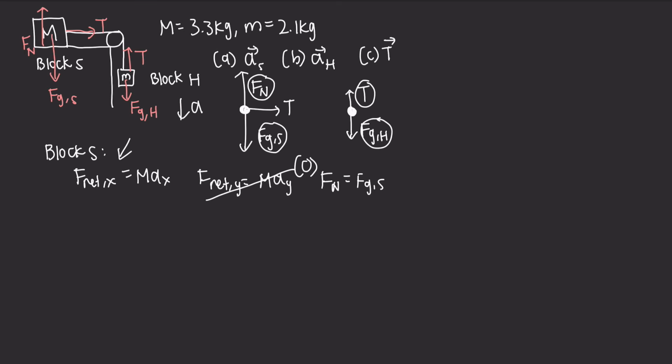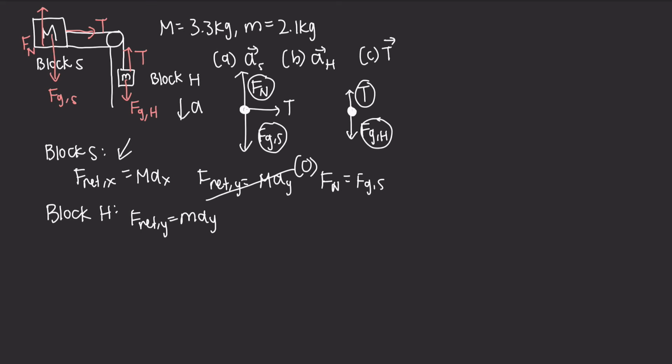And we can do the same for block H. Sorry, I keep on confusing the two blocks. So we're going to apply F net in the y direction, because that is the only force on block H that is important to us. So we have F net in the y direction equals the mass times the acceleration in the y direction.